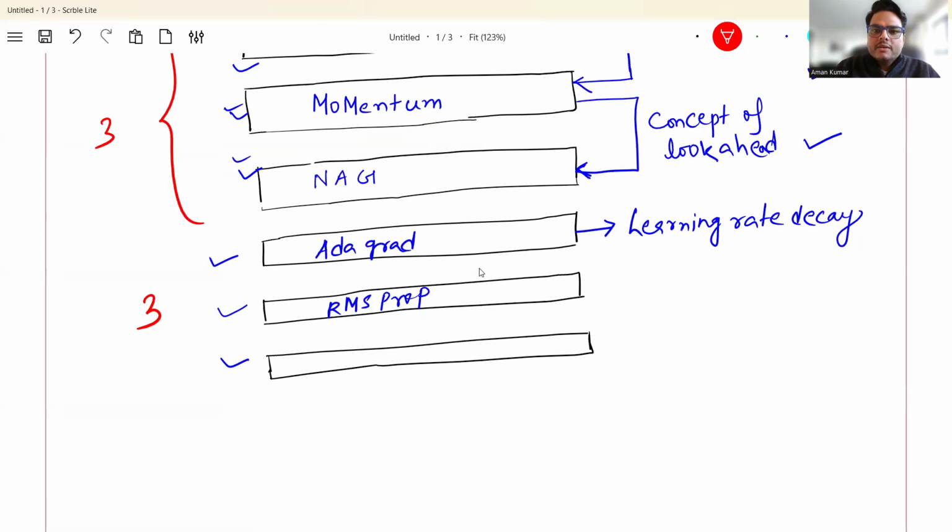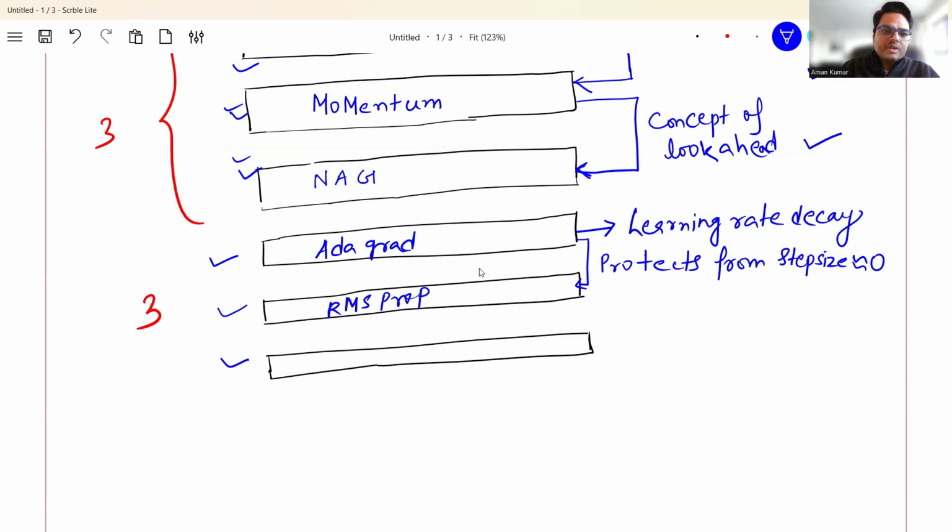So here I am writing RMSprop, addition on top of Adagrad, protects from step size becoming 0 or close to 0. Step size becoming close to 0, this protects you from that. And RMSprop normally works better than Adagrad in most scenarios.